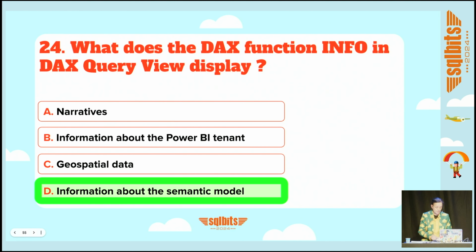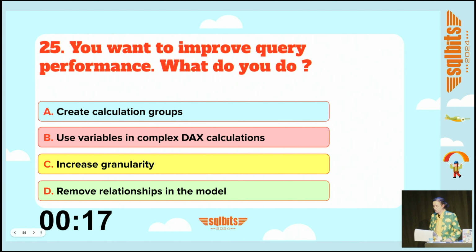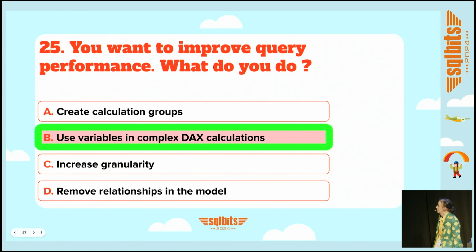25. You want to improve query performance. What do you do? A, create calculation groups. B, use variables in complex DAX calculations. C, increase granularity. Or D, remove relationships in the model. I see B's and C's and some A's. But it's B. C is not correct because you should decrease granularity. Removing relationships in the model doesn't make sense. And creating calculation groups is useful for yourself, but it doesn't improve performance.